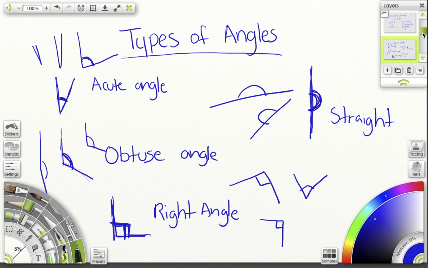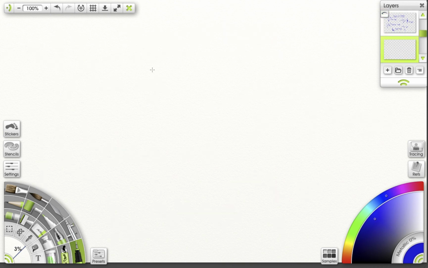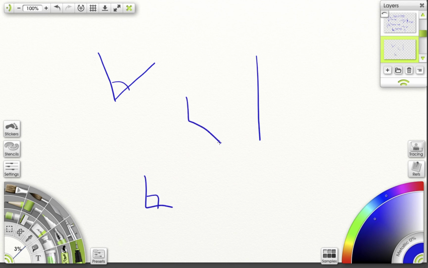So I'm going to give us a couple and we're going to try to label them together. So we have this one right here. We have this one. We have this one. We have this one. We're going to put a couple over here.